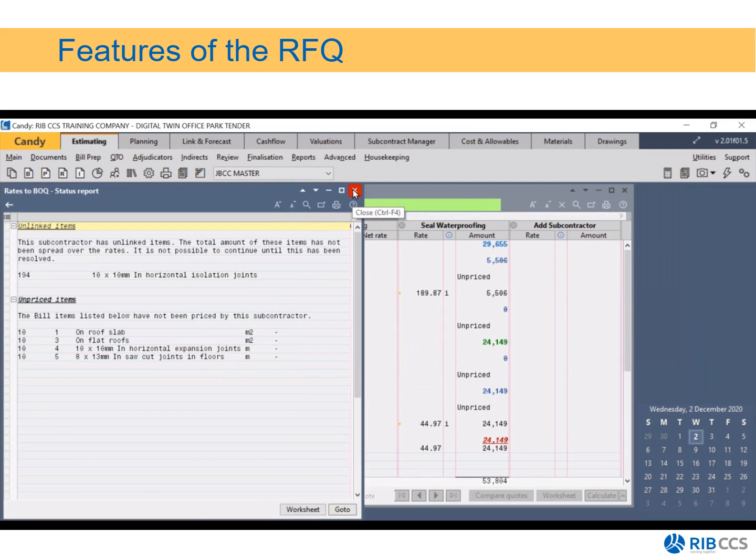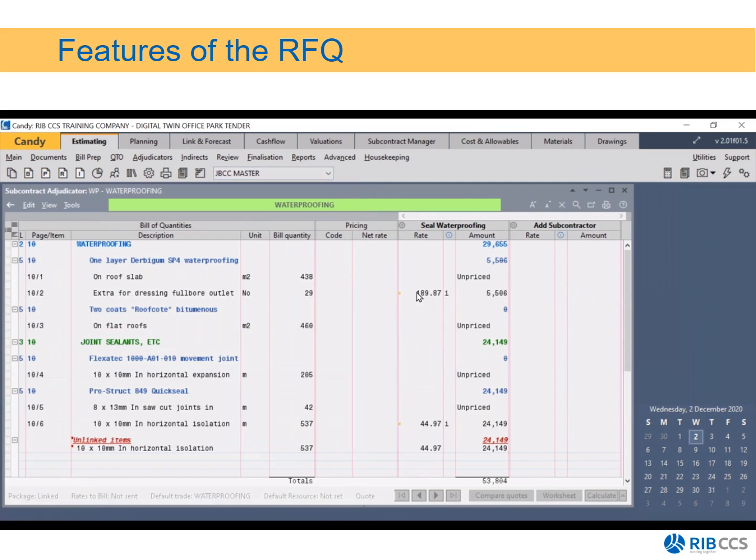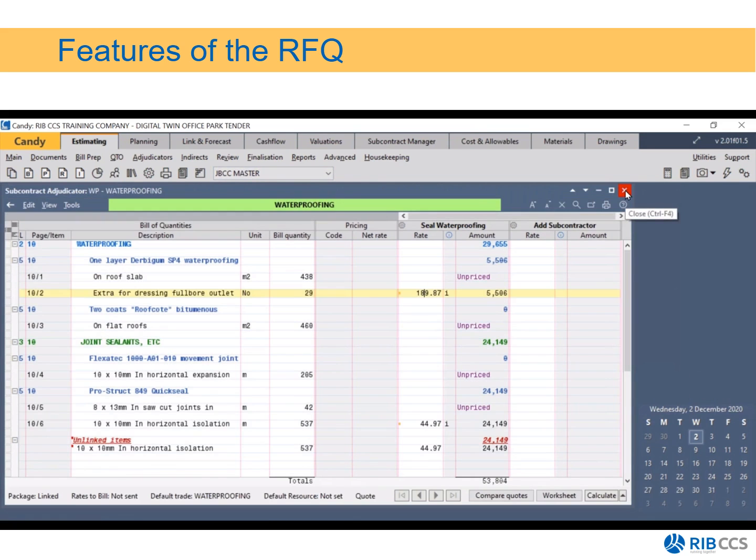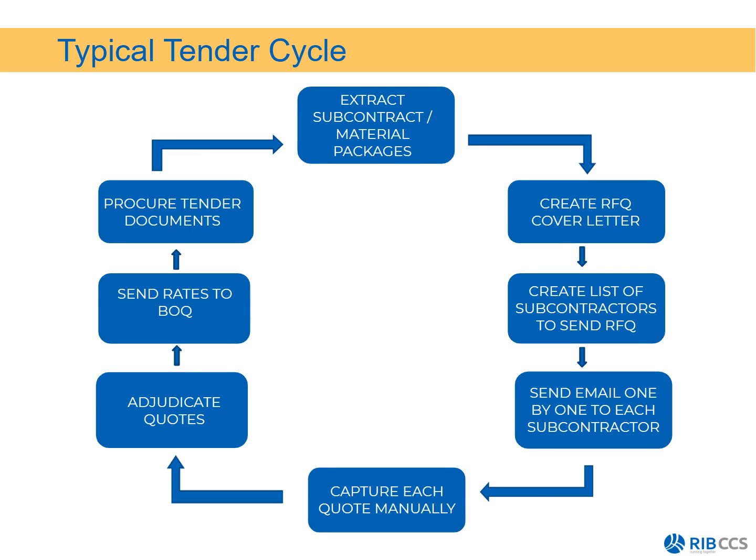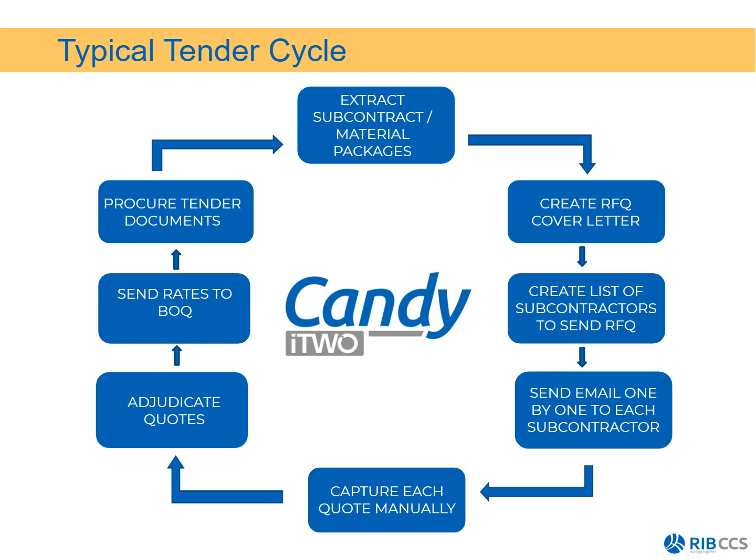And this we've covered in previous webinars, how we would send these rates to the BOQ. So that covers the features of the RFQ and the subcontractor database. So looking at the next slide, you'll notice that these are still the processes that need to happen when you are preparing a tender, the process flow.